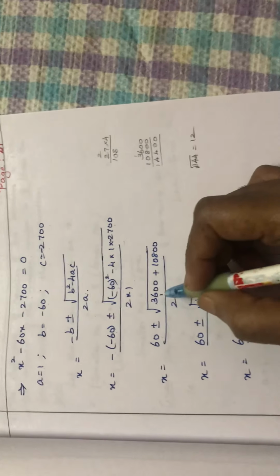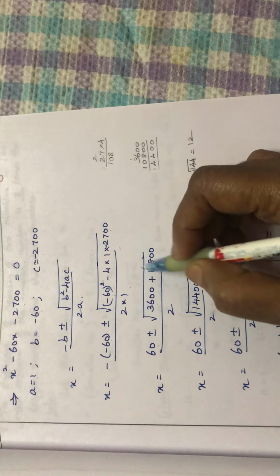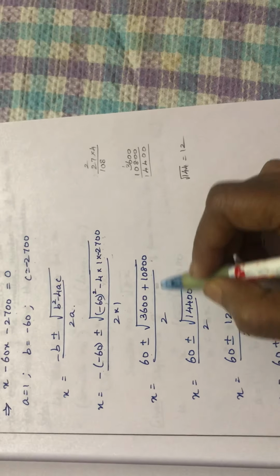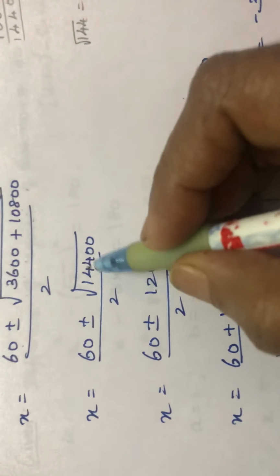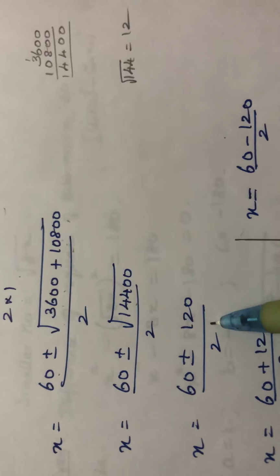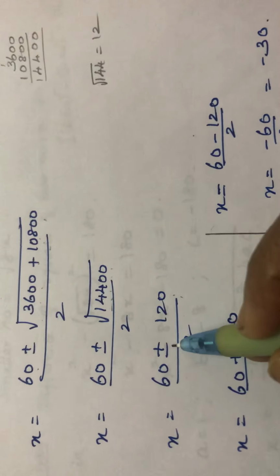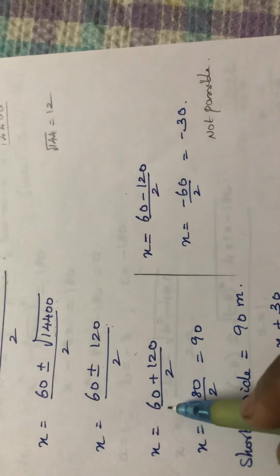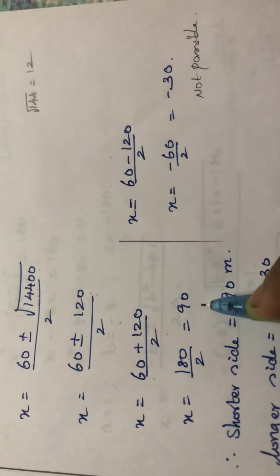So 60 plus or minus square root of 60 square is 3600. Here minus is there, here minus is there. So minus and minus it will become plus. 4 into 2700 is 10800 by 2. Now add up these, you will get 14400. 14400 is nothing but square root of that value is 120. Square root of 144, 2 zeros are there, put 1 0. So 60 plus or minus 120 by 2. So first case I am going to take for positive. So x is equal to 60 plus 120 by 2. 60 plus 120 is 180 by 2, which is equal to 90.